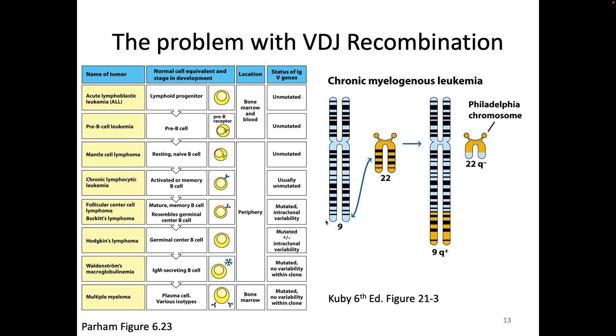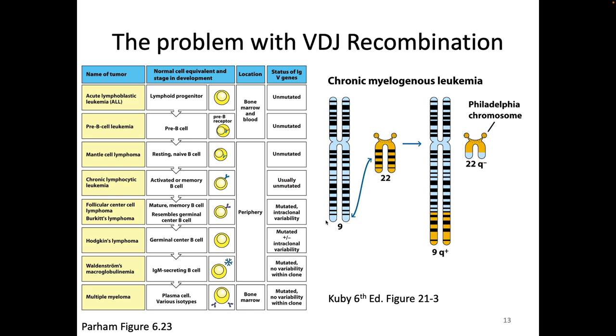This is something called the Philadelphia chromosome. It's found in chronic myelogenous leukemia, or CML. What happens in CML is that we try to do VDJ recombination on chromosome 22 to make some heavy chain, cut the DNA, and then in the patient, the DNA gets pasted back to the wrong place. It actually pastes onto the wrong chromosome. So you can see that part of the orange chromosome gets pasted onto blue because VDJ recombination messes up. And this is actually what causes the tumor in these patients. And this mixed chromosome is called the Philadelphia chromosome.